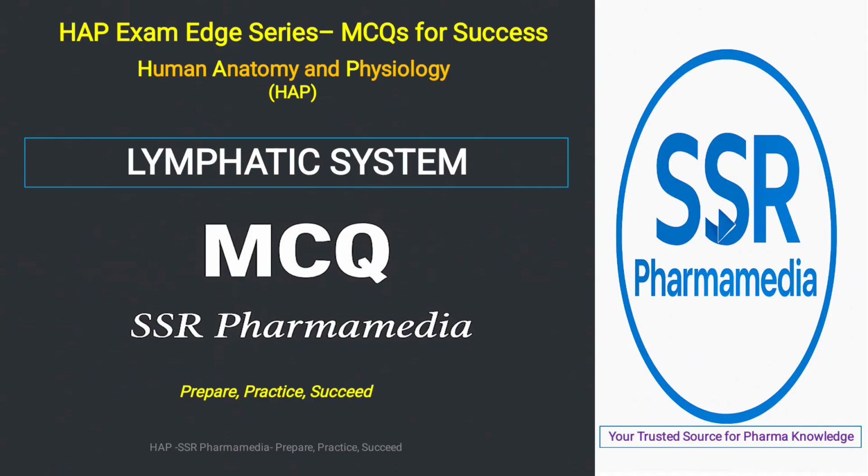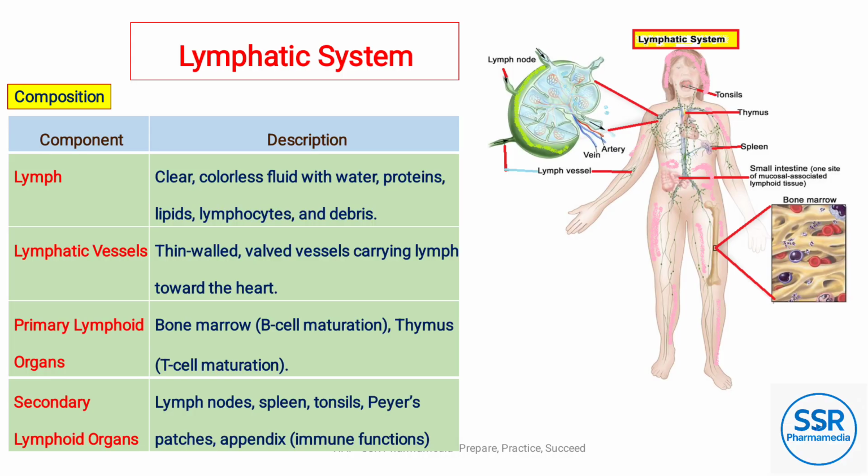Today's series, HAP Exam Edge Series, MCQs for Success, Human Anatomy and Physiology. Today we are going to discuss the lymphatic system. Prepare, practice, succeed. So we will discuss the lymphatic system.